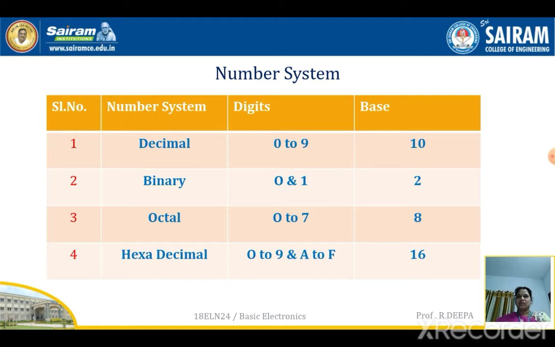So this is what we have discussed just now. Decimal: digits from 0 to 9, base is 10. Binary: represented in the form of 0 and 1, and base is 2. Octal: 0 to 7, base is 8. And for hexadecimal, it is 0 to F, base is 16.